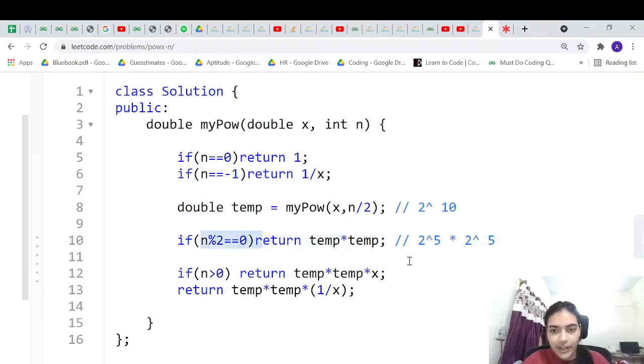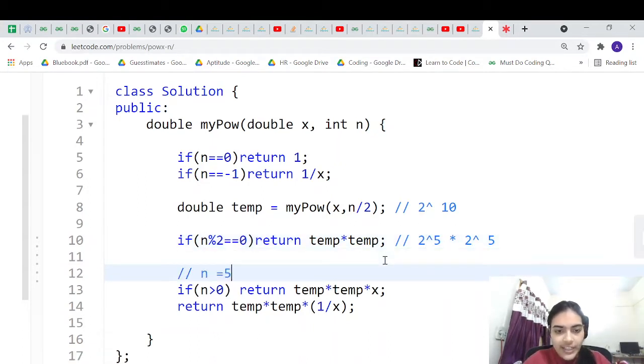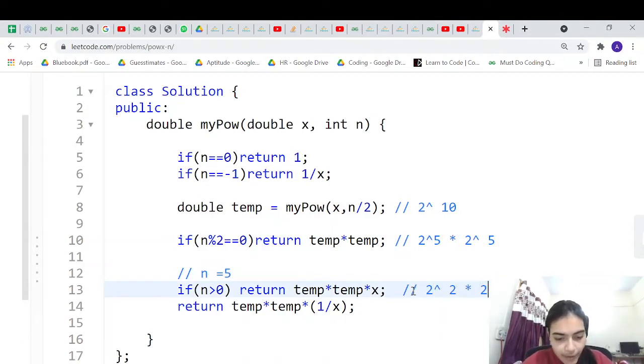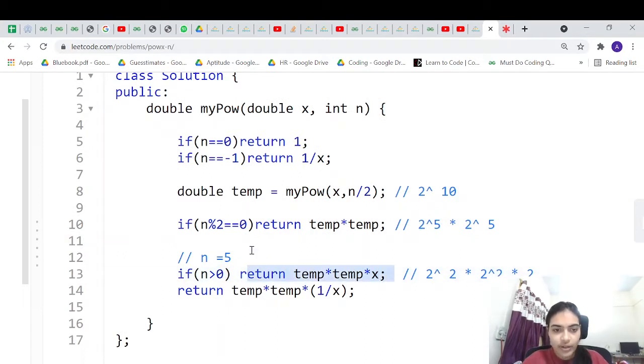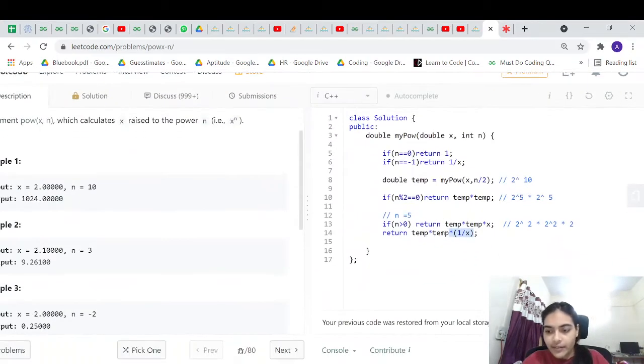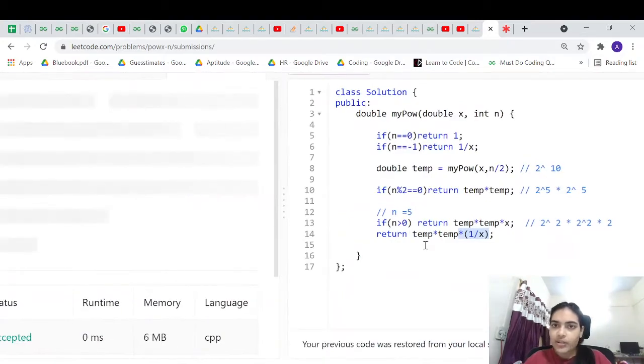If it is an odd number, let's say n is equal to 5, then you get the answer for 2 power 2, multiply it with 2 power 2, and then you also have to multiply it by 2 once again to make it 2 power 5. So that's why you multiply it with x again. If it is negative, you return 1 by x, because it's negative. So that's it, and this complexity is log n.